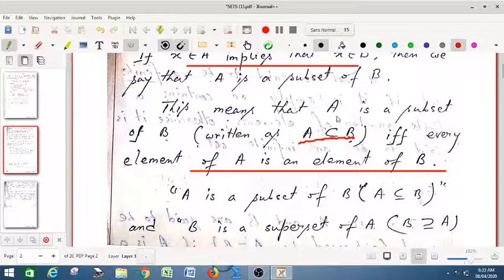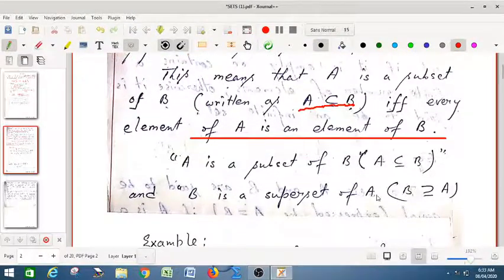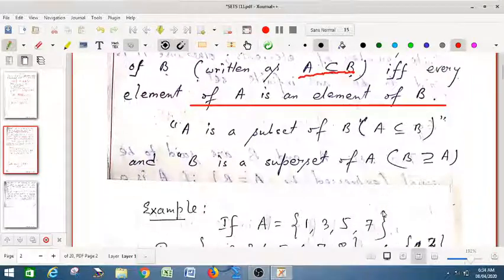So we say that A is a subset of B if and only if every element of A is an element of B. Every element of A is an element of B, but there may be an element of B which is not in A. So A is a subset of B, and we say that B is a superset of A. So let us have an example.